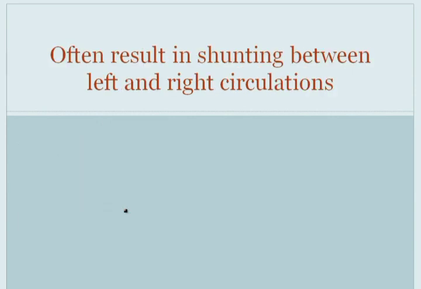Now, one of the interesting things that can occur when you get congenital defects is that you get shunting between the circulations, whether it be left to right or right to left. I'll highlight some of these principles as we move forward. Let's start with the first defect.